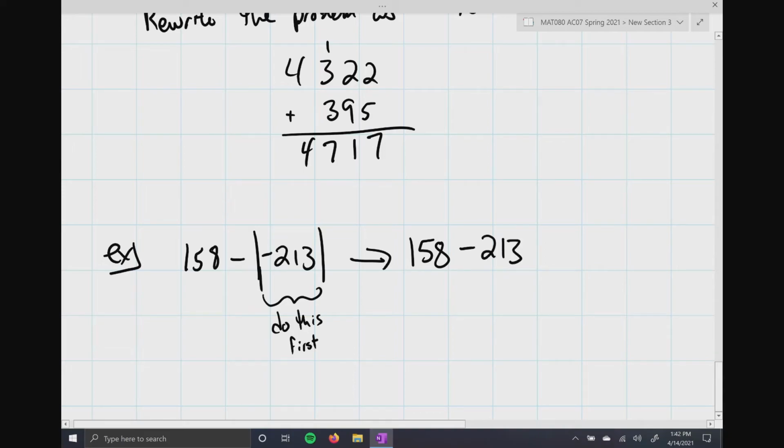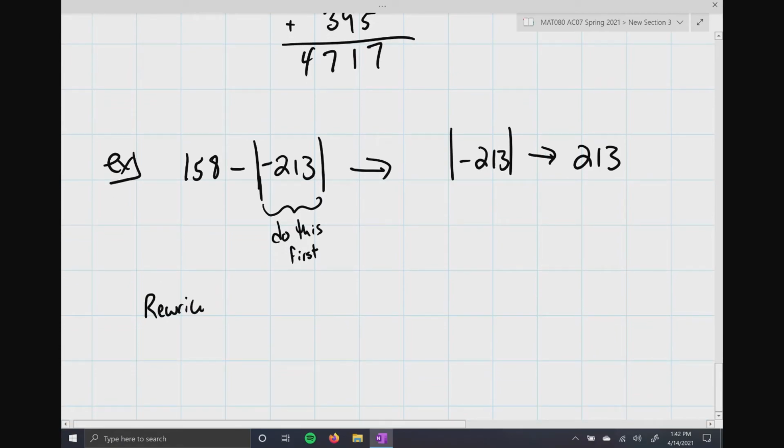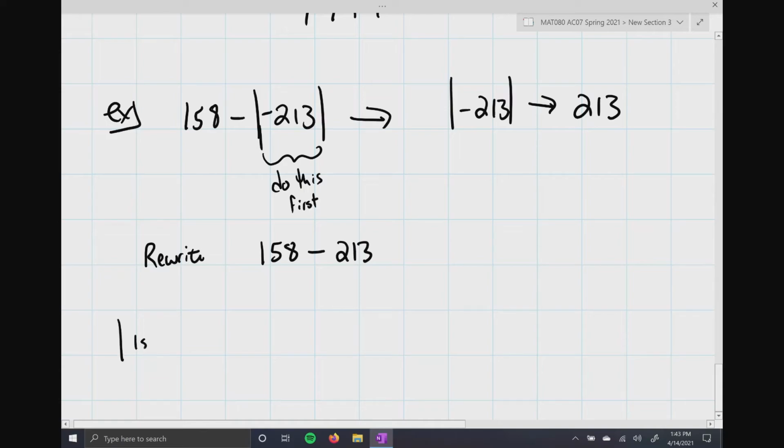And we know that the absolute value of negative 213 is positive 213. In fact, I might be moving too fast here. Let me just do this. So the absolute value of negative 213 is positive 213. So now when I go to rewrite, I have 158. I still have that minus sign in front of the absolute, so that minus sign is still there. But now I just write 213 because it was positive. And hopefully here you can see that these signs are opposite. So I find the absolute value of 158, the absolute value of negative 213.